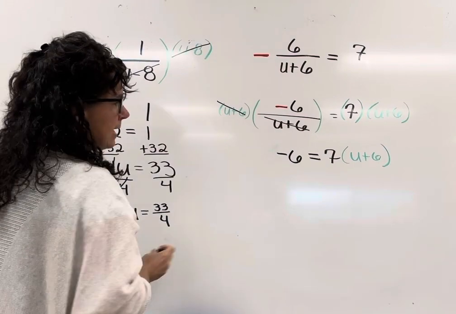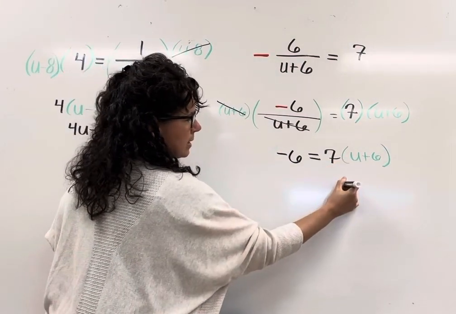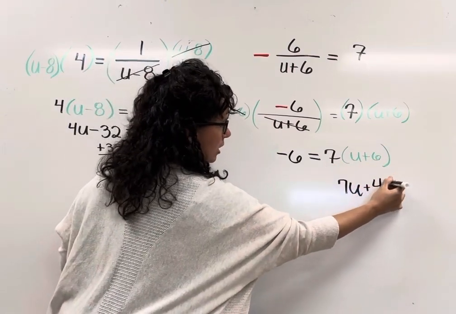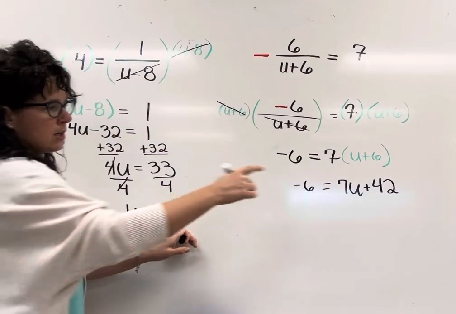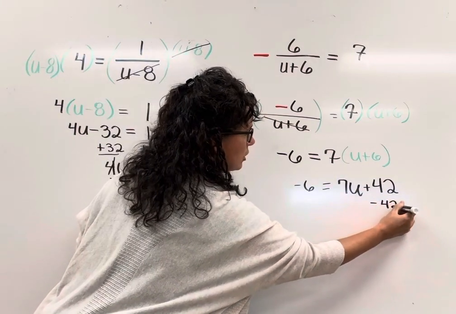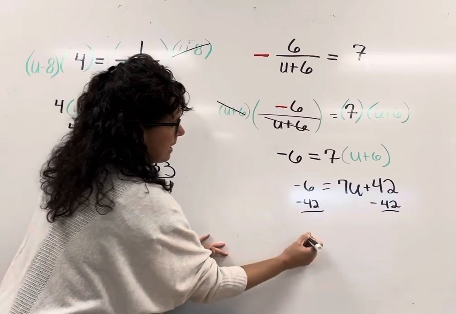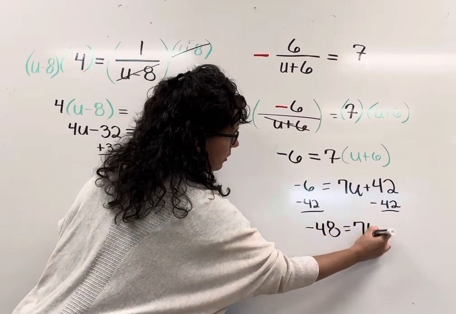And let's go ahead and distribute the 7 through. So 7 times u is 7u. 7 multiplied by 6 is 42. Bring down the negative 6 there. Okay, move the numbers to the other side. So let's subtract 42. And that's going to give us negative 48 is equal to 7u.